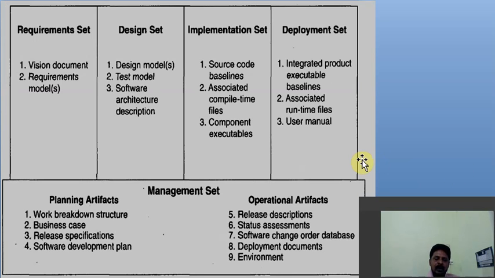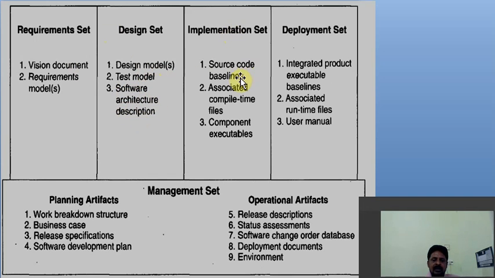Let's see what components are in these five artifact sets. The requirement artifact set consists of the vision document and requirements model. In the requirement artifact set, we collect the information regarding the vision document and requirements model. In the design set, we have the design model, test model, and software architecture description. Whatever architecture you have created, you collect the information regarding that architecture. That is called the software architecture description.